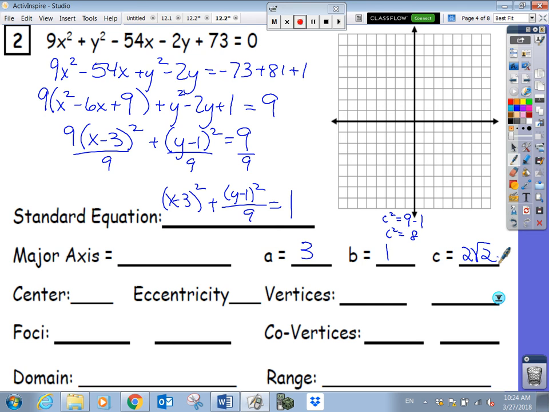The major axis is 2a. And then we can also determine, is the major axis vertical or horizontal? Because the bigger number is under the y, the major axis is going to be vertical. You can leave yourself a little note right there so that you know what it should look like when we graph it. The center, h, k, so (3, 1). The eccentricity, c over a.